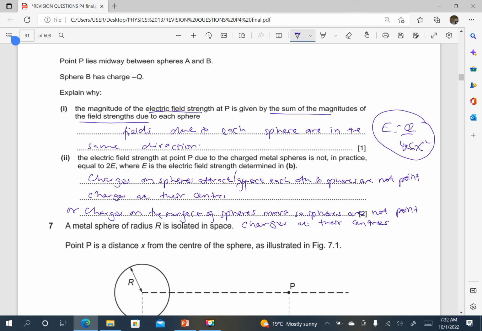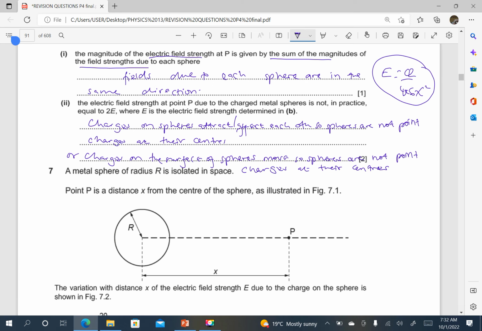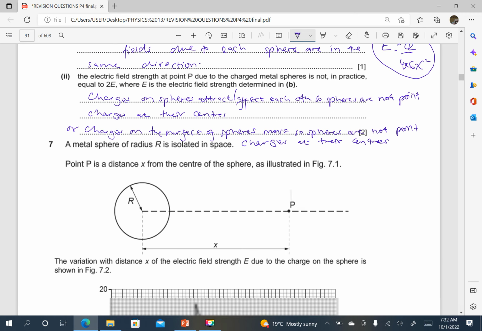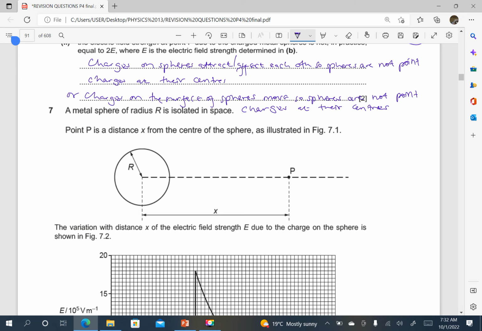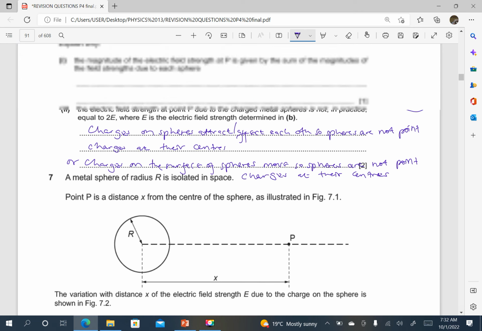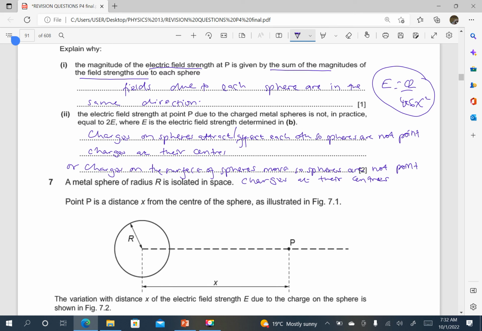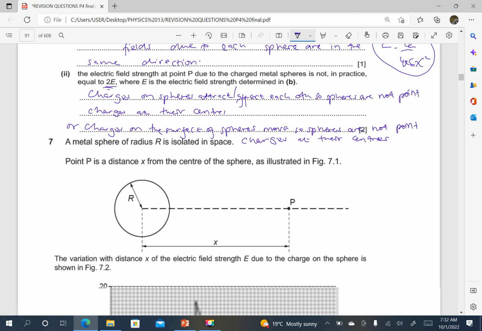Two spherical charges are going to be considered point charges if their separation is far, far greater than the radius of each of them. If the separation is very small, it means the charges on one sphere affect the charges on the other sphere. So this equation cannot work. Therefore, we cannot predict that the total electric field strength at point P will be just twice E, not at all.